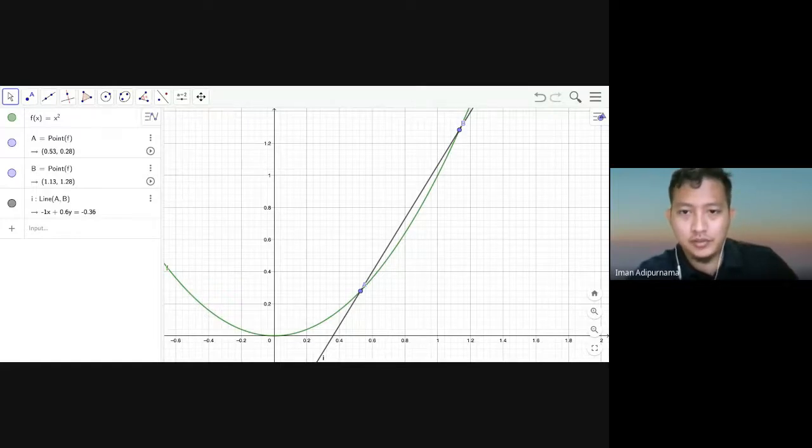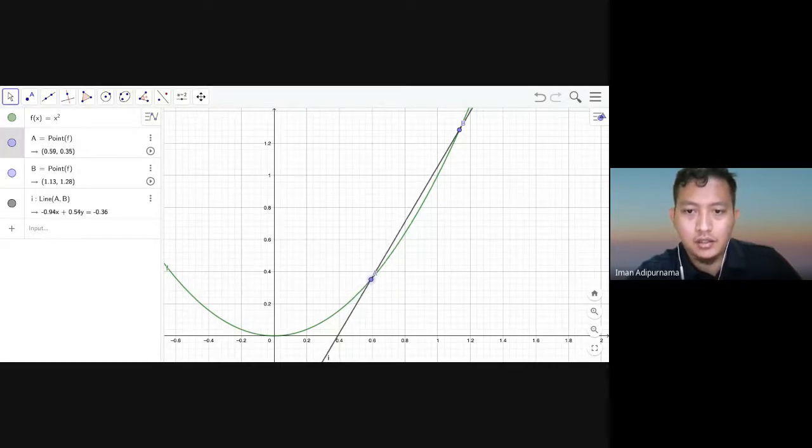What I'm going to tell you here is if we make a line A, B here, if we move A and we make it getting closer to B, we will see there is a change, right, in the line.